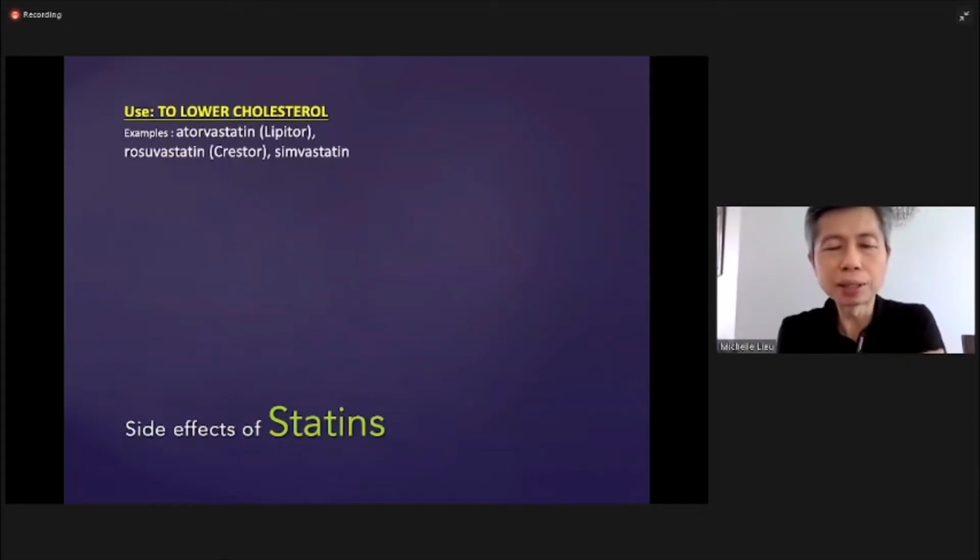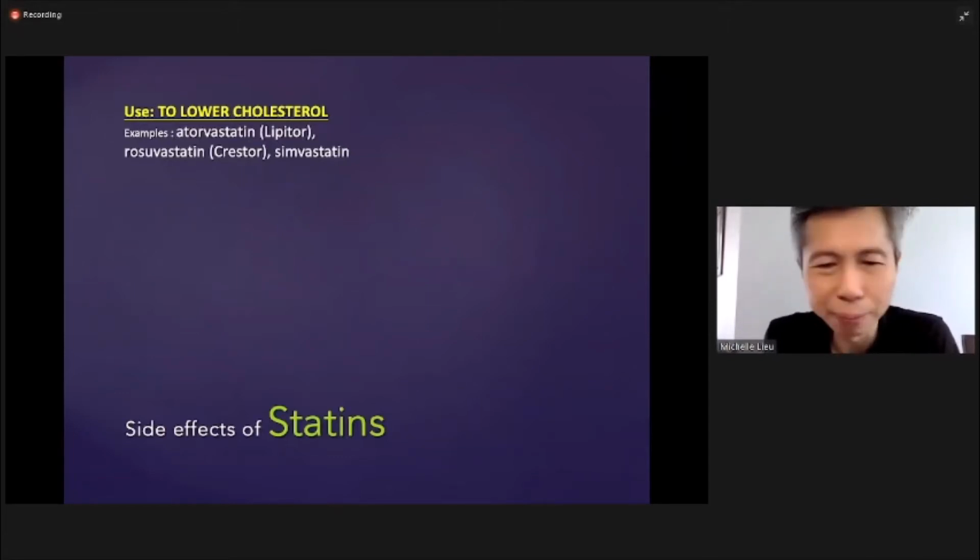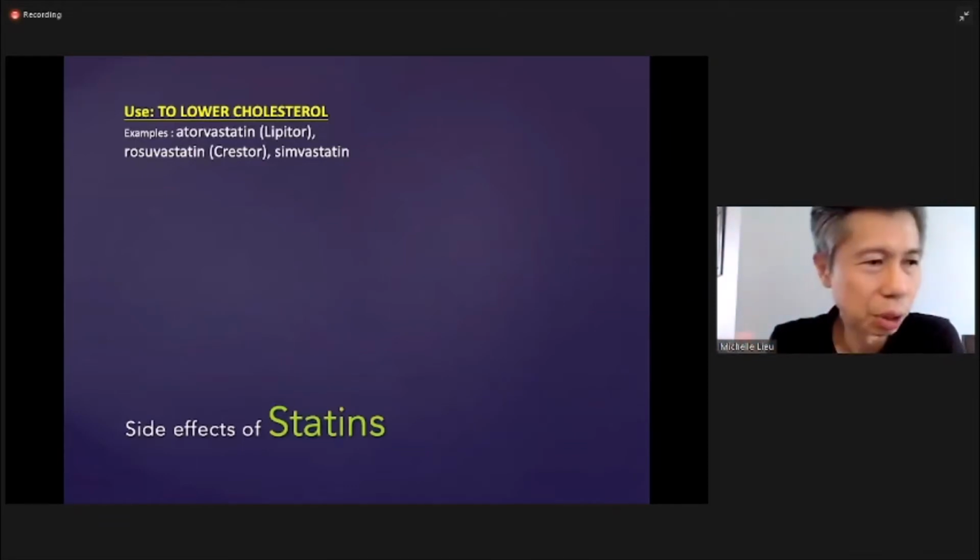And let's talk about something which I'm sure many of you are on, or you know people who are on there. Statins. Statins are a class of drugs which we use to lower cholesterol. Cholesterol is the hot topic in this current few decades, is it not? I'm sure even if you yourself are not on statins, you know someone who's on statins.